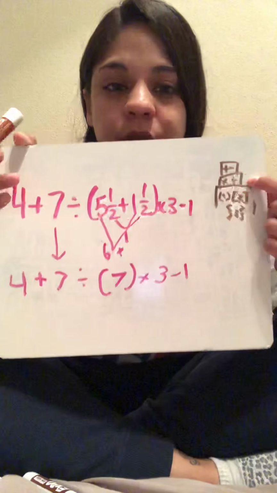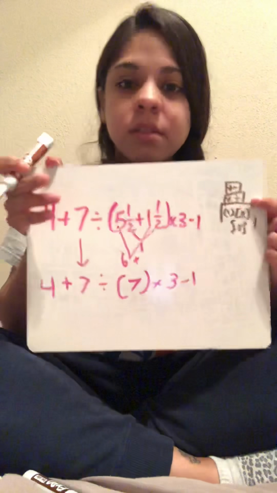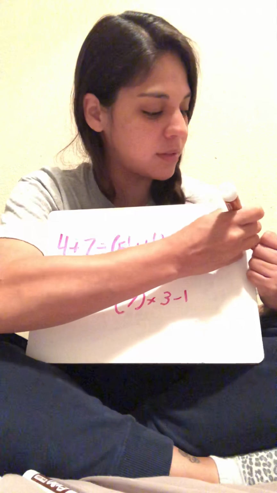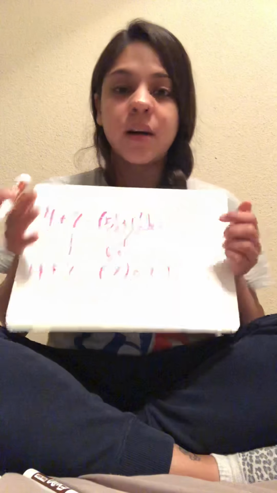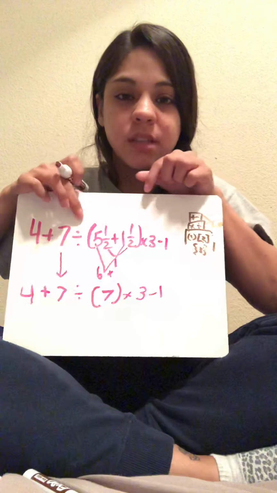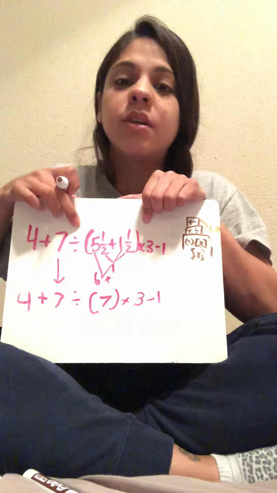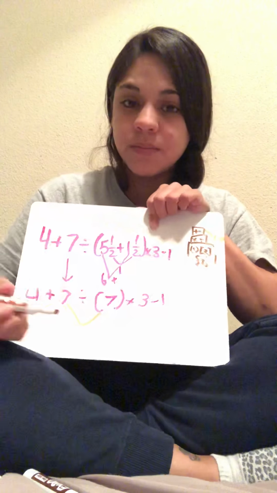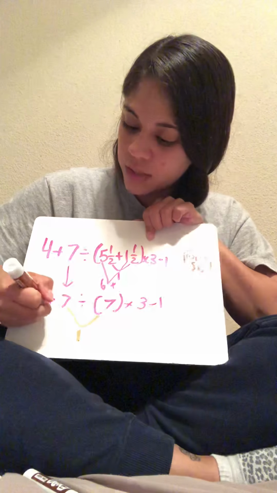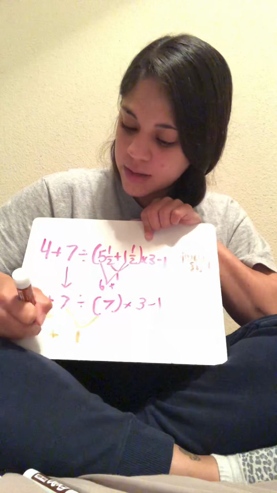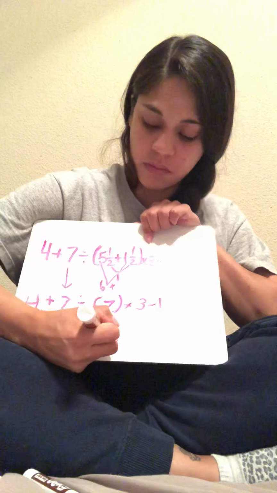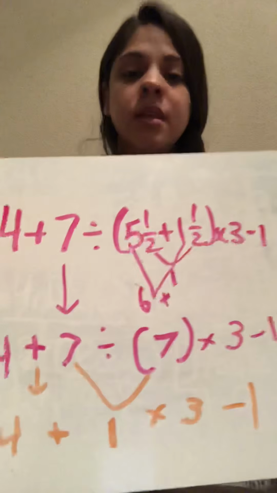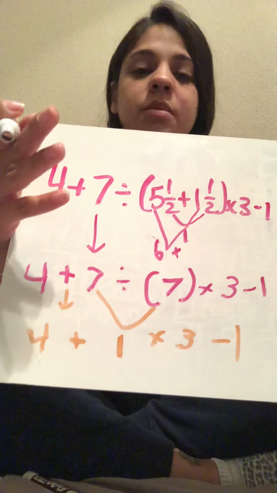My next level is multiplication and division. But what did we say about these? That we need to do it from left to right. Left to right. How do you read? From left to right. So what do you see first, the division or the multiplication? Well, you see the division first. So I have to do the division first. 7 divided by 7. That's easy. 1. You didn't use that plus, so write it in. Ta-da!